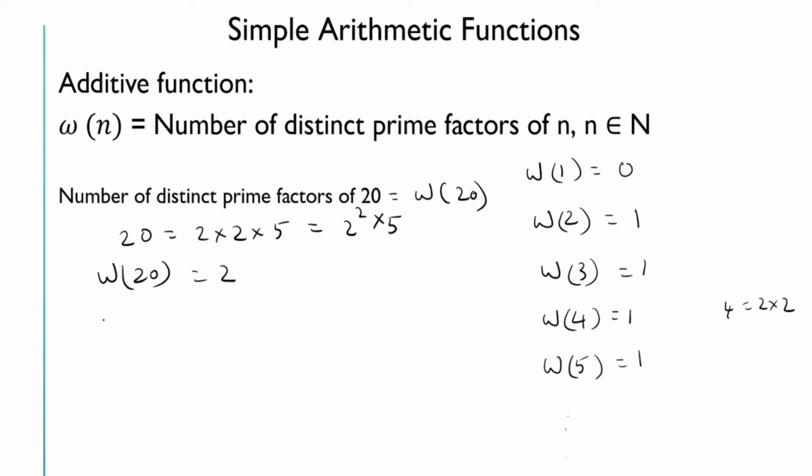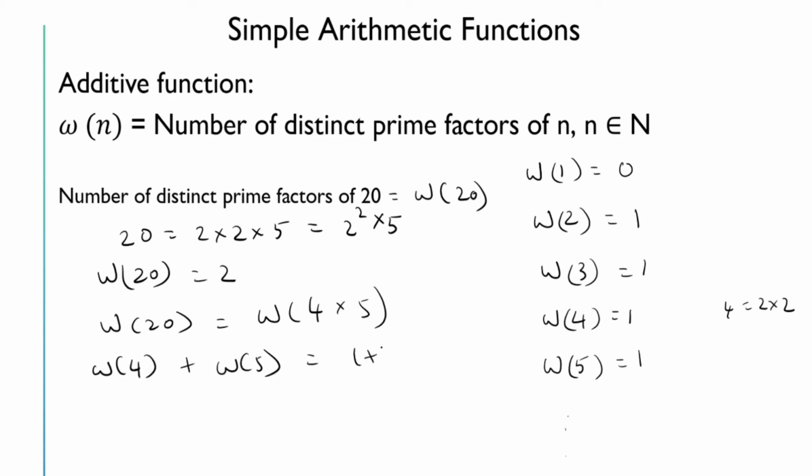Now how can we write omega of 20? Omega of 20 is equal to omega of 4 into 5. We already have omega of 4 equal to 1 and omega of 5 equal to 1. What is omega of 4 plus omega of 5? It is equal to 1 plus 1, which is 2. Now omega of 4 into 5, which is omega of 20, is also equal to 2.